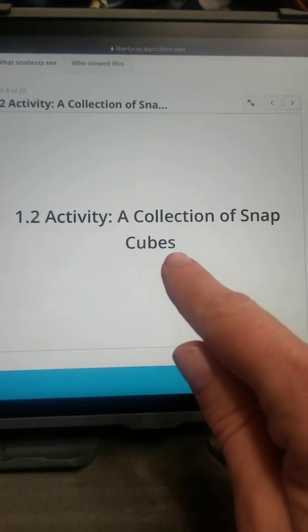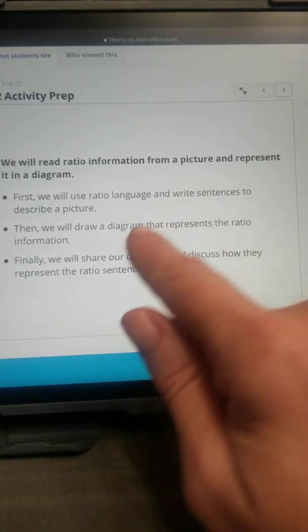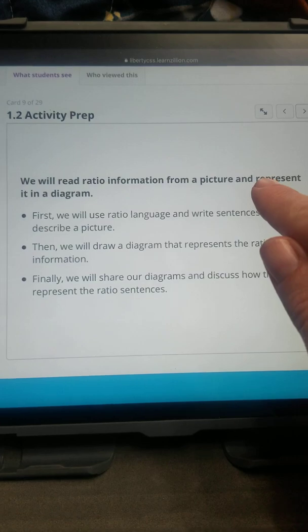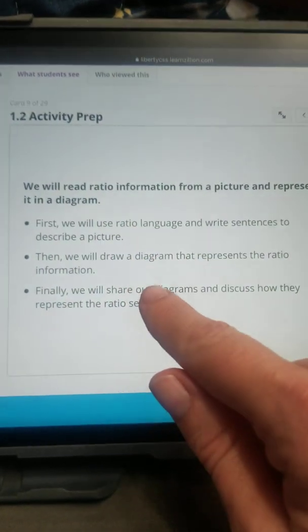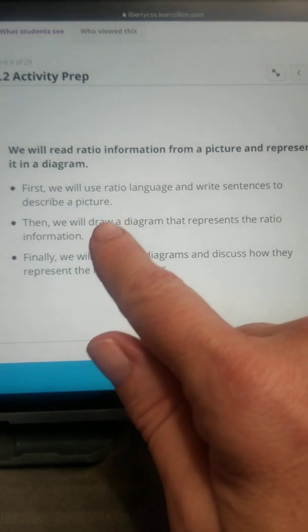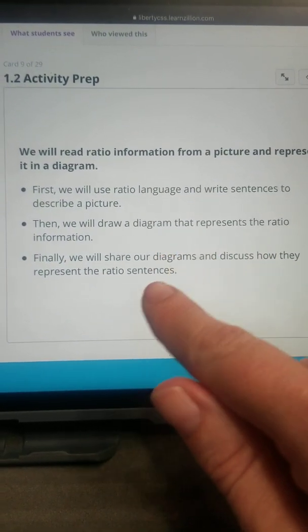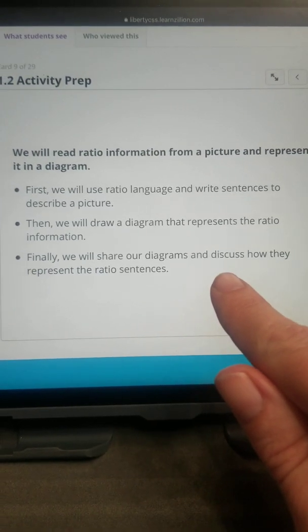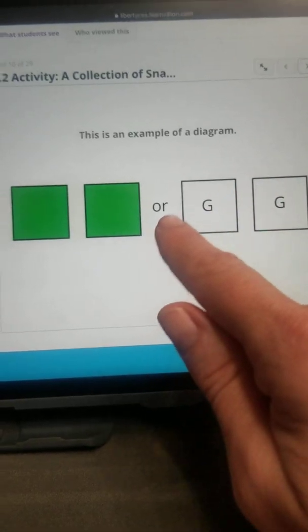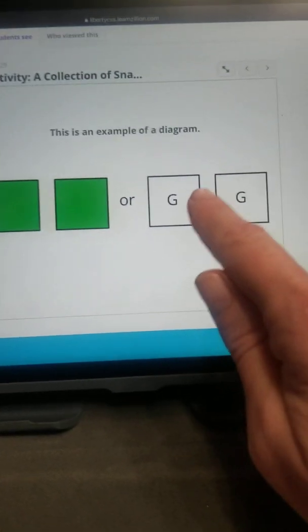And then activity, a collection of snap cubes. Snap cubes are interesting. We will read a ratio information from a picture and represent it in a diagram. First, we'll use ratio language and write some sentences to describe a picture. Then we will draw a diagram that represents the ratio information. Finally, we will share our diagrams and discuss how they represent ratio sentences. This is an example of a diagram. 2 greens, or GG.